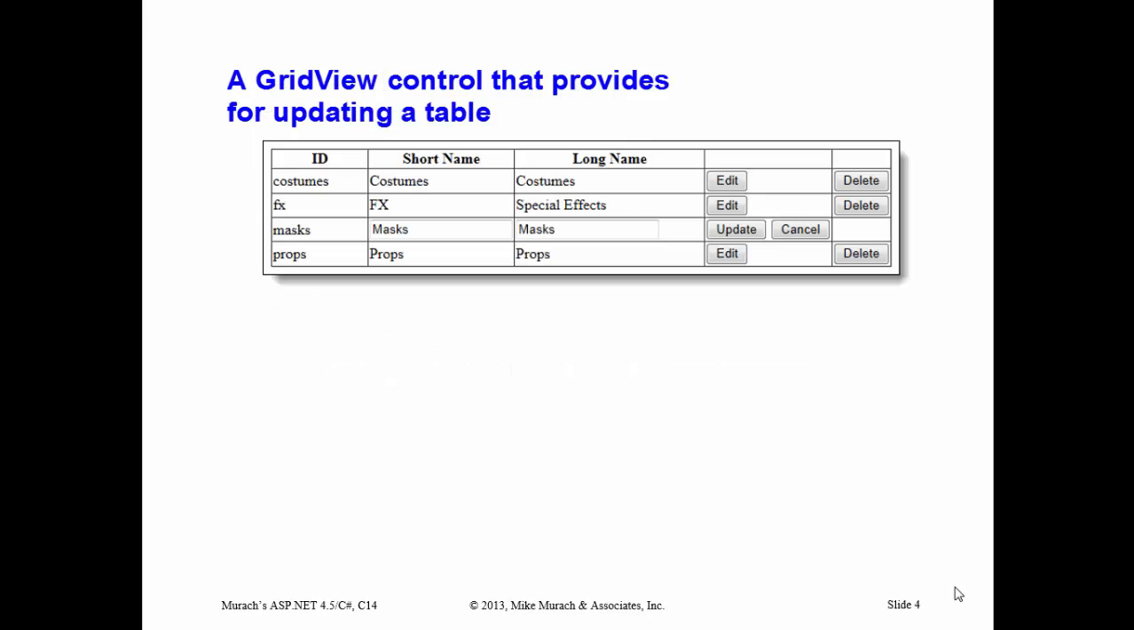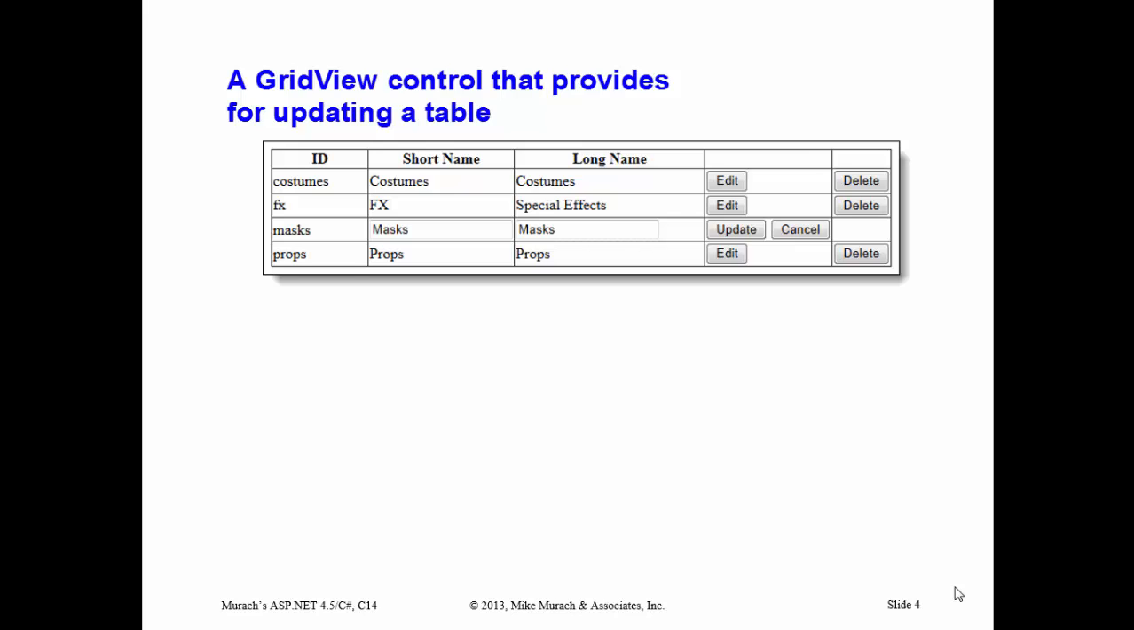What is a grid view control? This is what it looks like out of the box without any special formatting. We've just connected to, it looks like, the category table. So it's showing the IDs, the short name, the long name. But notice what's on the right-hand side. You've got options for editing, updating, deleting. And it looks like that third row is actually in edit mode. So you can see there's text boxes instead of labels displaying the data. I can go in there, make a change, and then either click update or cancel.